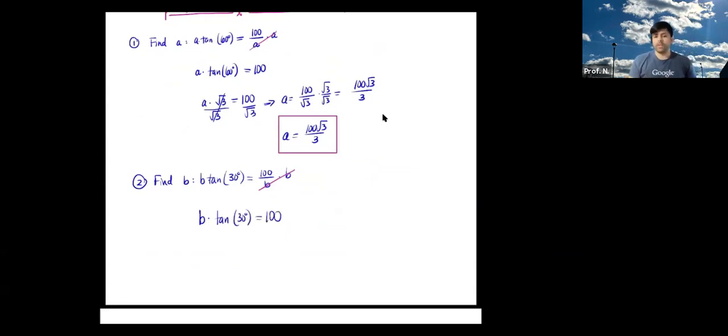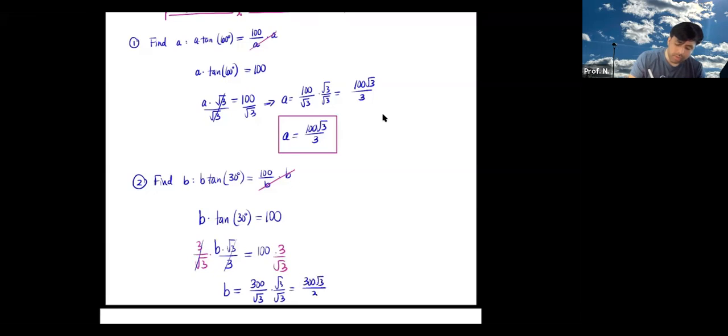We should also know what tangent of 30 degrees is, and it's going to be B times rad 3 over 3 equals 100. Multiply both sides by 3 over rad 3. Now these cancel with the fraction there, and I get 300 over rad 3 multiplied by rad 3 over rad 3, and I get 300 rad 3 over 3. 3 goes into 300 100 times, so we get 100 rad 3. So B is equal to 100 rad 3.